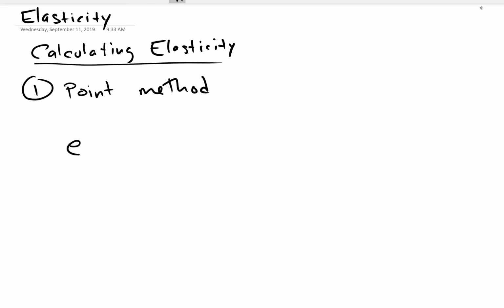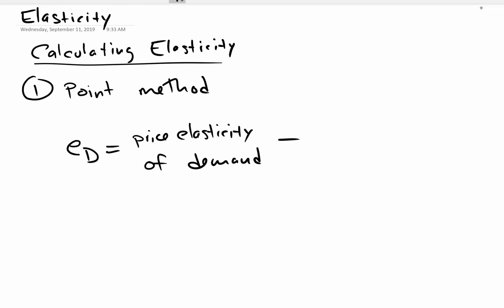So our elasticity of demand, otherwise known as the price elasticity of demand, or just elasticity of demand, is basically how much does the quantity change when the price changes. Okay, that's how we can think of it. So this is the percentage change in the quantity demanded over the percentage change in price.